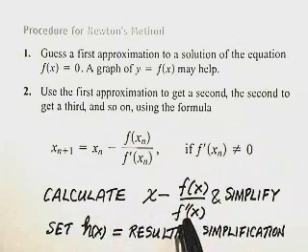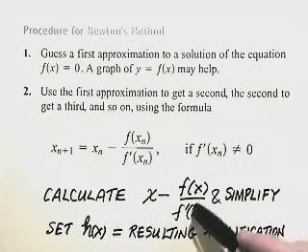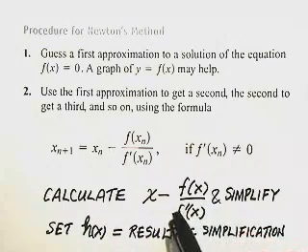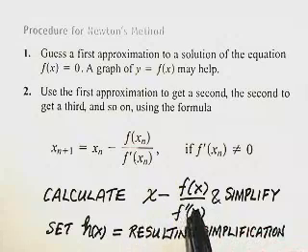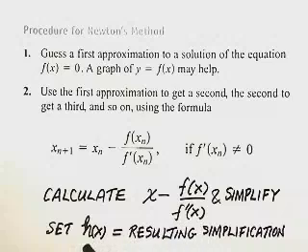That is, differentiate the function, form the quotient f of x divided by its derivative, put the negative sign and put the x in front. So you form that expression, but then simplify it as much as possible. Then set h of x, say, or any other symbol. In other words, define a new function to be equal to the resulting simplification.